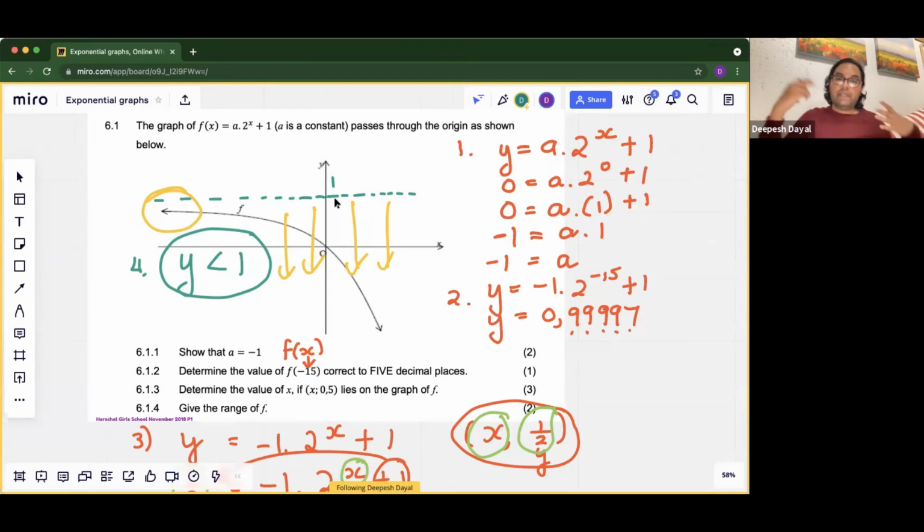Okay, so for exponential graphs, you have the equation with the unknowns, find points to plug in, and find the unknowns. And this one had a little bit of interpretation, right? Okay. Any questions regarding this?